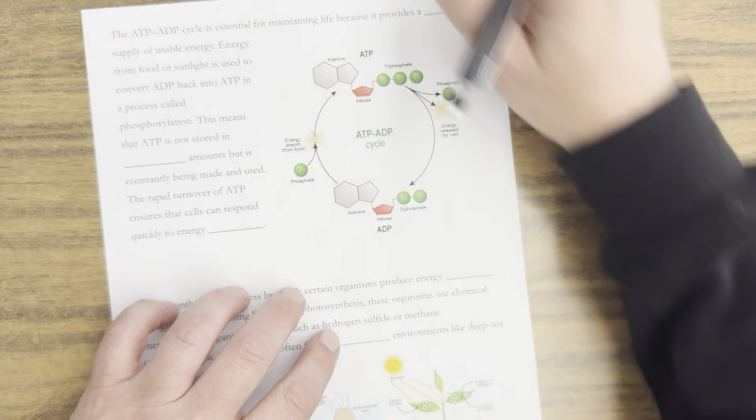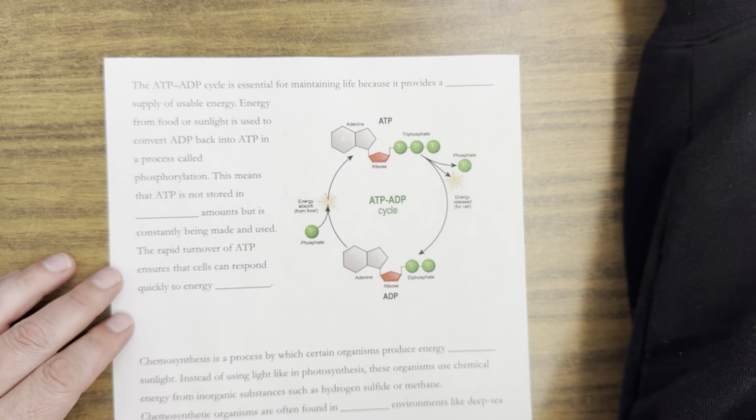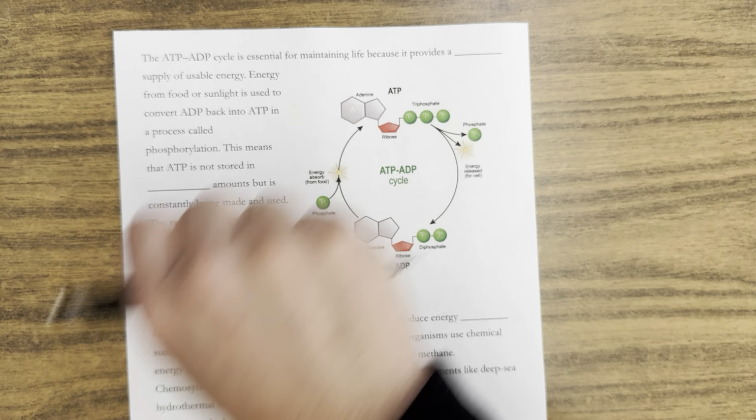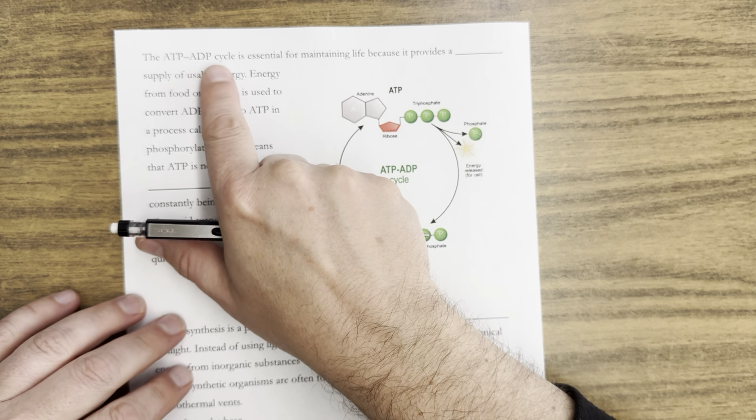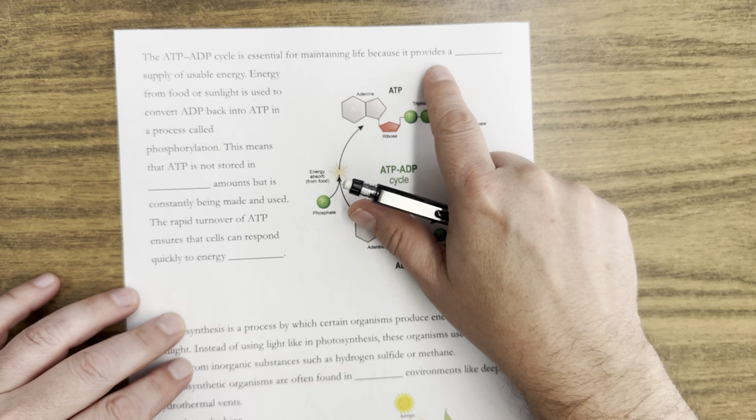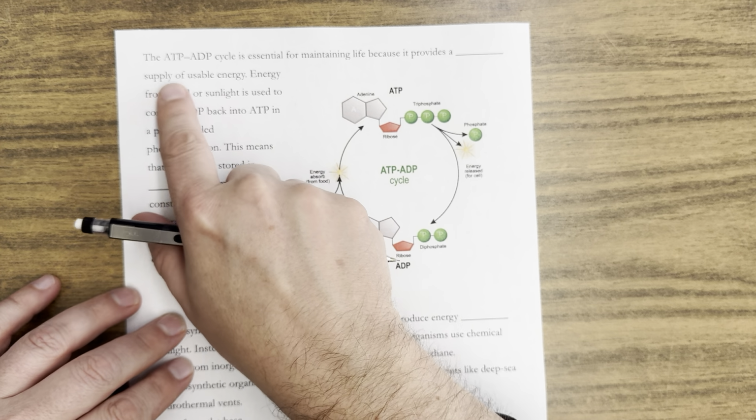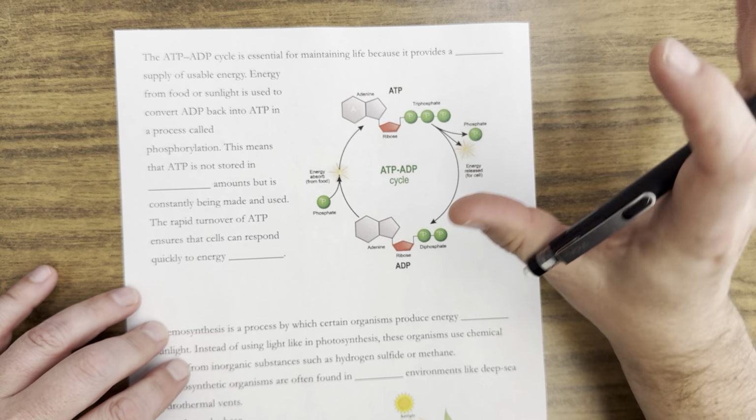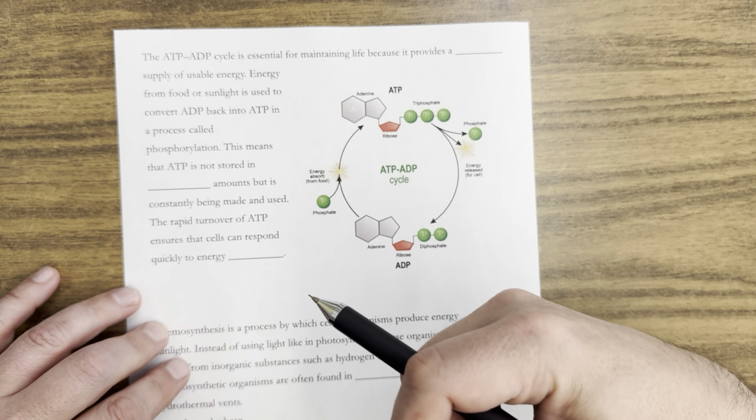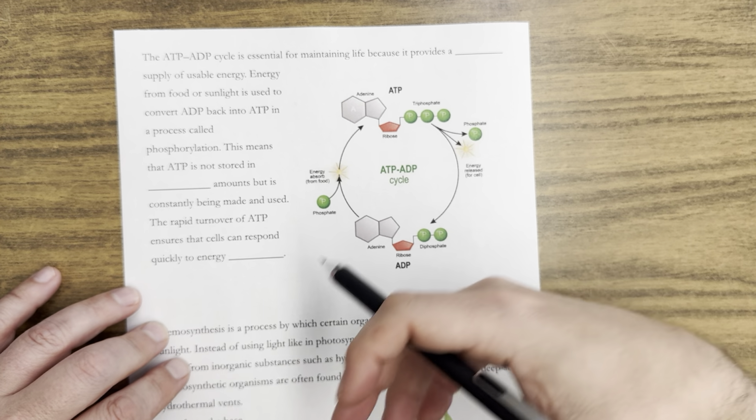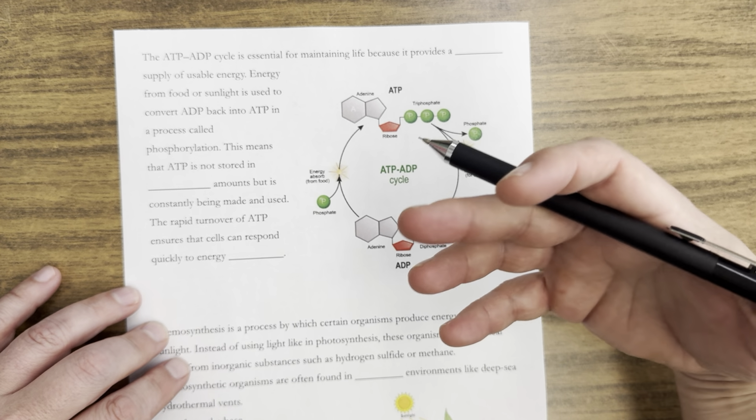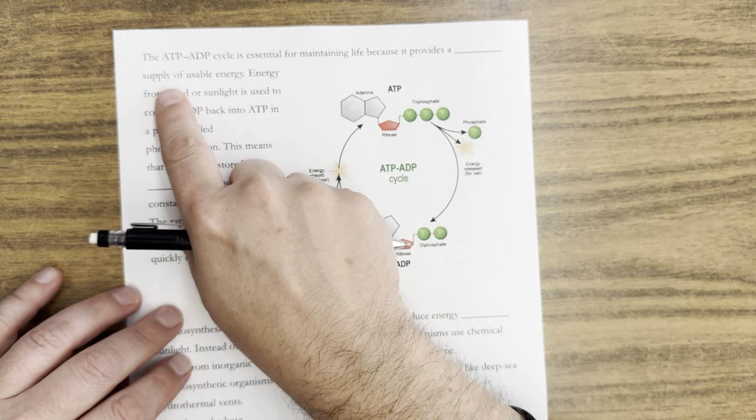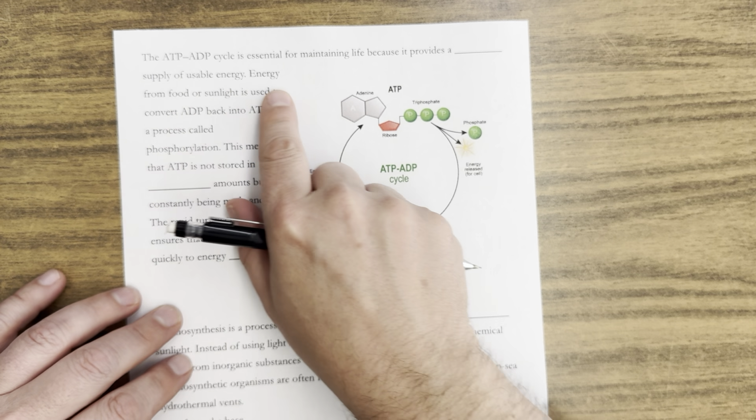Okay, so let's keep it going, discussing ATP and ADP. The ATP-ADP cycle is essential for maintaining life because it provides a constant supply of usable energy. Think about it. Even if you're sitting still, your body is still in motion. Your heart is beating. You're breathing. Your brain is active. All these things require energy. So we need that constant usable energy.